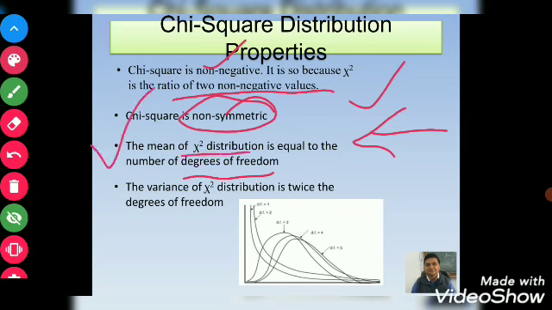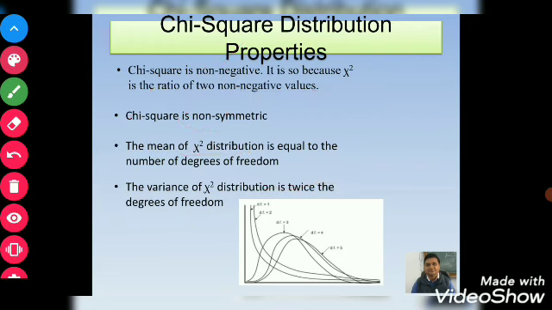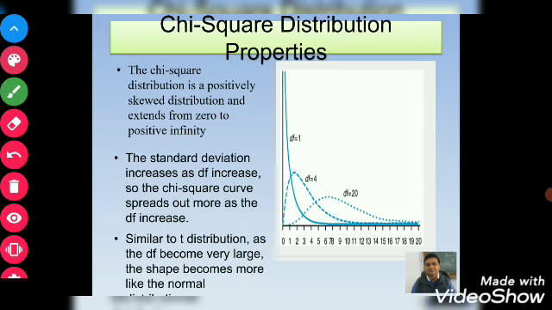The mean of chi-square distribution is equal to the number of degrees of freedom. So as degrees of freedom increase, its mean also increases. The variance of chi-square distribution is twice the degrees of freedom. So these are the points that we have to remember. Variance is twice the degrees of freedom.